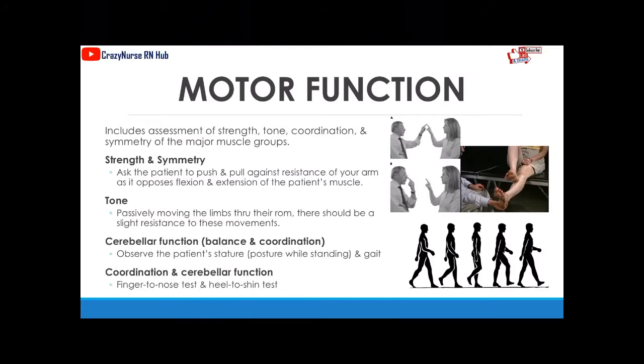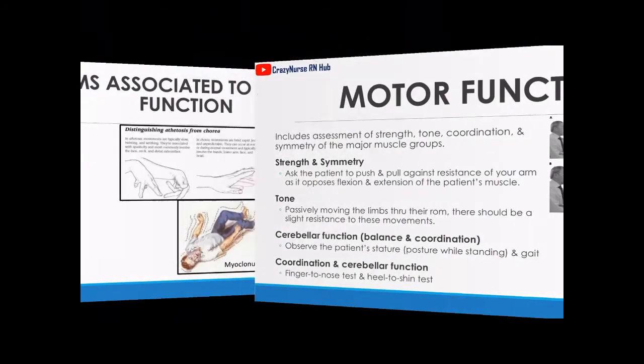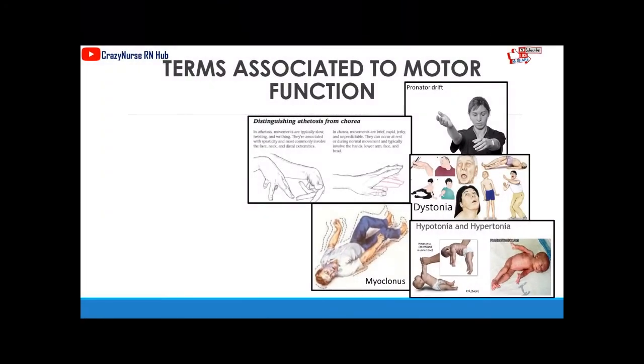Other tests include asking the patient to pronate and supinate both hands rapidly and to do a shallow knee bend, first on one leg and then on the other. Dysarthria or slurred speech should be noted because it is a sign of incoordination of the speech muscles. So we have here terms associated to motor function.